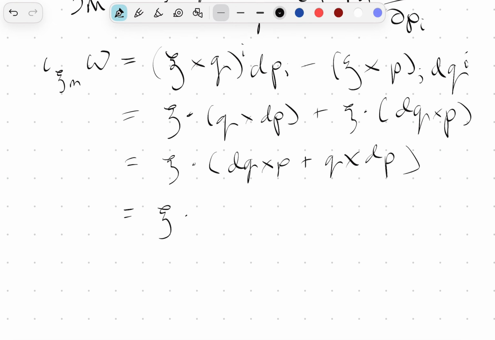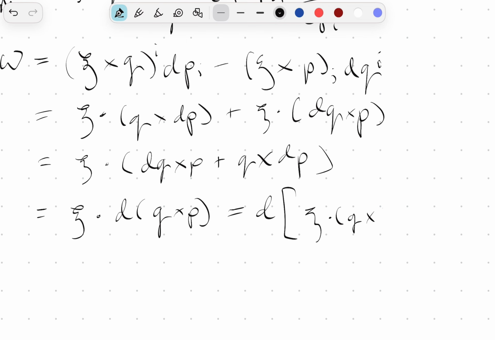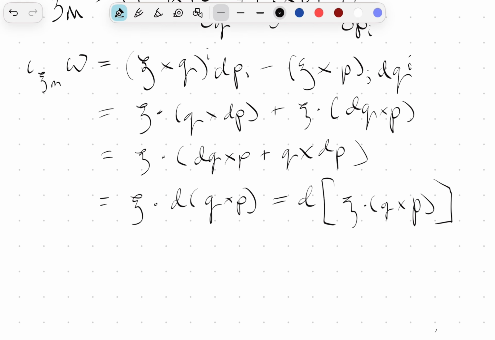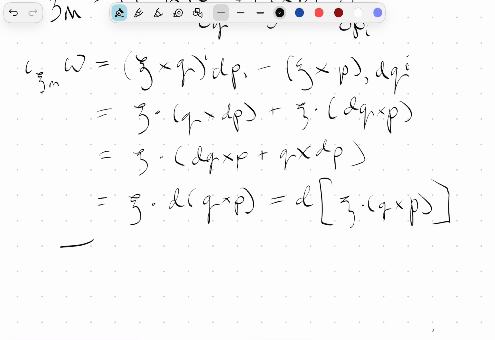It's a good thing. And then we can have the differential of q cross p here to be equivalent to the differential of C dotted with q cross p, just simply because we can take the differential out and define something called J sub C, where it's this quantity here. So we'll just say C dot q cross p.